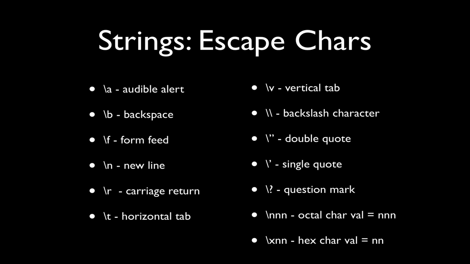There's a \t, which represents a horizontal tab, and we can also encode arbitrary ASCII character values using \NNN, which would be 3 digits representing the character's ASCII value in octal, or, as shown in the very last entry on this screen, \xNN, which would be a hex value of the ASCII value of the character.